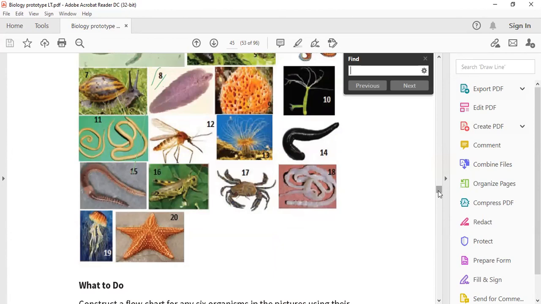Then we have phylum Platyhelminthes, which has the liver fluke and the tapeworms. We have them there in the picture. Then we have the nematodes, number 11 is an Ascaris, which is a nematode. Then we have Annelida. In Annelida we have the earthworm and the leech.